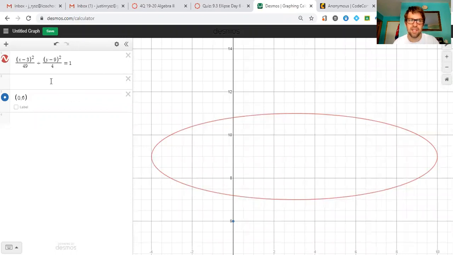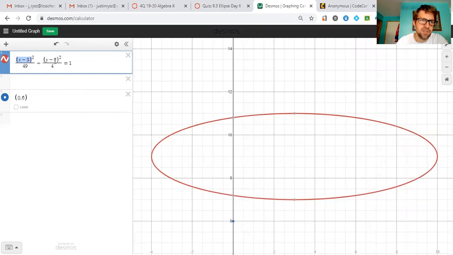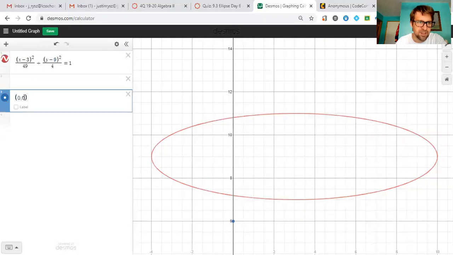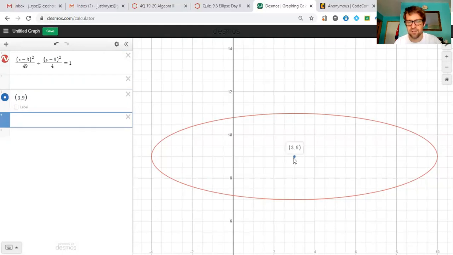Equals 1. So I just typed that into Desmos. I'm going to zoom in here a little bit, get a bit closer. All right, so we can get the center from the h and the k. The h is by the x, which is 3. The k is by the y, which is 9. It's the number subtracted. So 3, 9 would be my guess. I'm just going to type that in as a point here just to get 3, 9. Yeah, that looks definitely right in the center. So I'd say the center's at 3, 9.